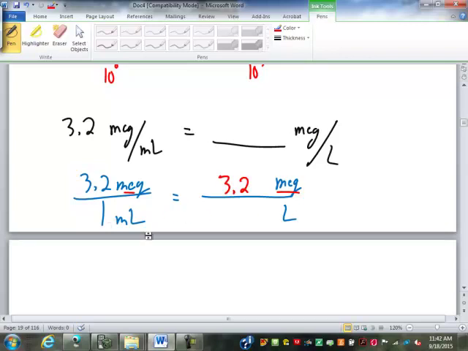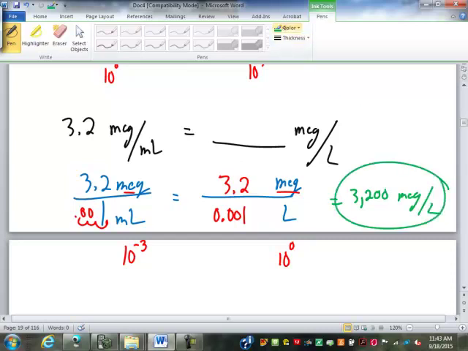1 milliliter to liter. Well, milliliter is 10 to the negative 3. Liter is 10 to the 0. The power is getting larger. We're going from negative 3 up to 0. So the number has to get smaller by 3. So we're going 1, 2, 3, putting those zeros in. That is 0.001. So now I divide that out. 3.2 divided by 0.001 is 3,200 micrograms per liter. Any questions on that?